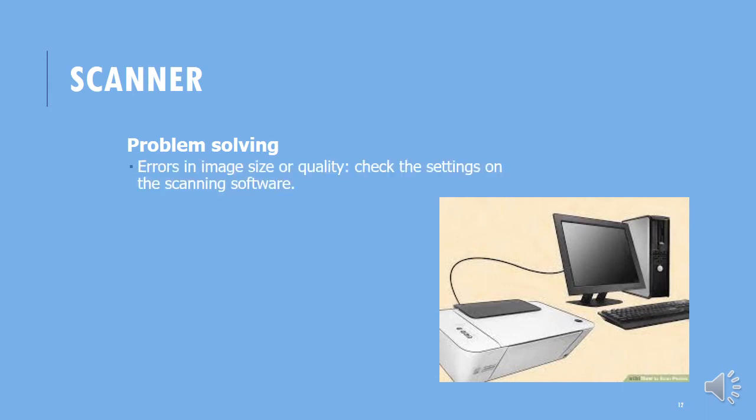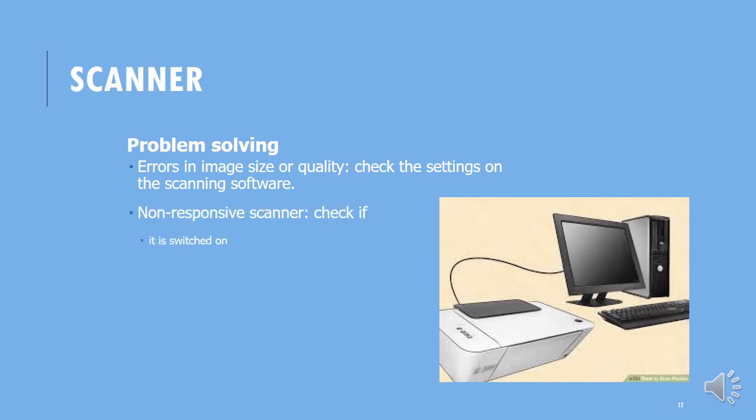So problems that can occur with a scanner: you can get errors in image size or quality. Then check the settings on the scanning software. You may have set it so that your dots per inch are too low, and then you get a very blurry image, which is not good.